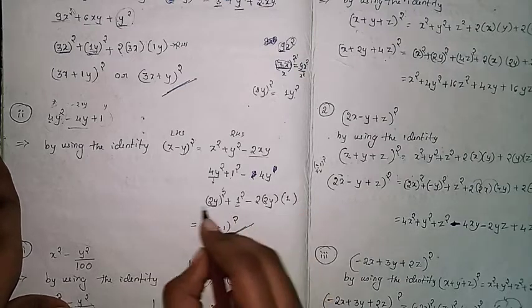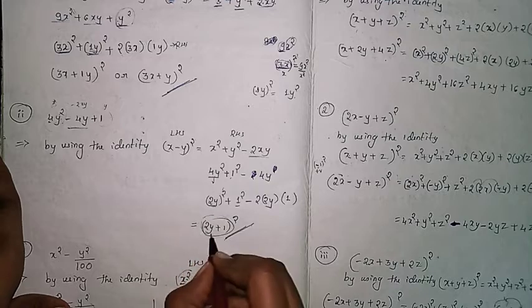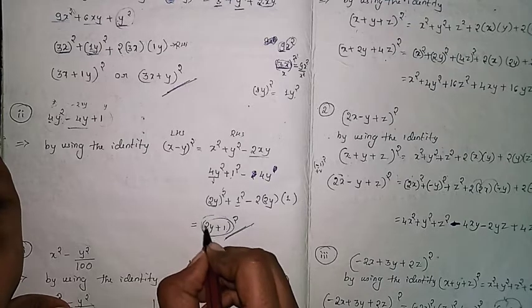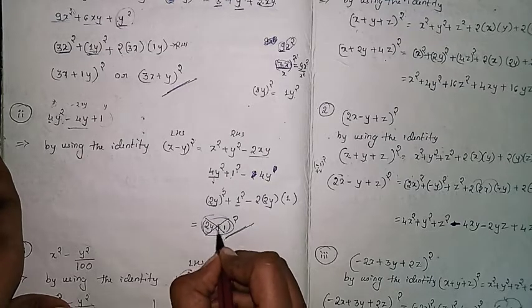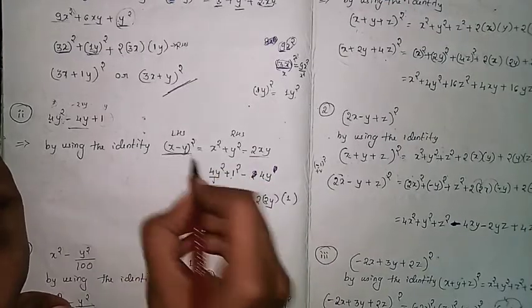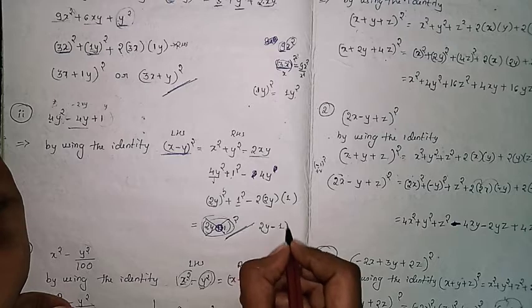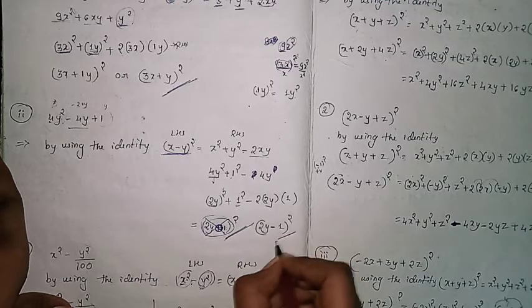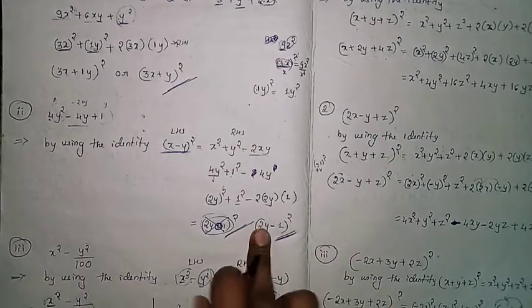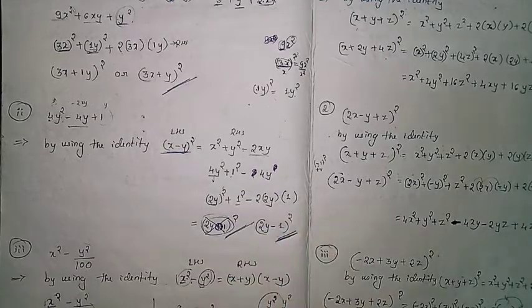Whatever we wrote here is right, but what I wrote as 2y plus 1 is wrong. As it is negative, the sign should be negative here. So you have to write (2y minus 1) whole raised to square. This is our answer, so make the correction here. Then we will move towards today's concept.